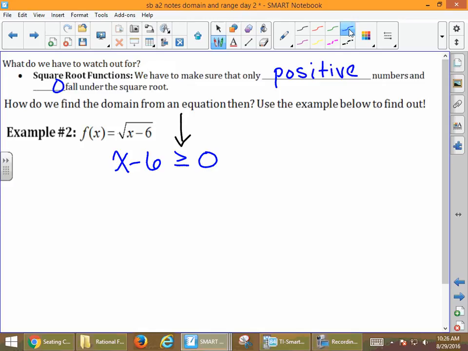Once we have that, then we can solve our inequality by adding 6 to both sides, and we get x is greater than or equal to 6. And I'll leave it in that notation. We'll deal with our notations here in a couple minutes. What we're looking at is using this example to figure out how to find the domain when we have a square root.